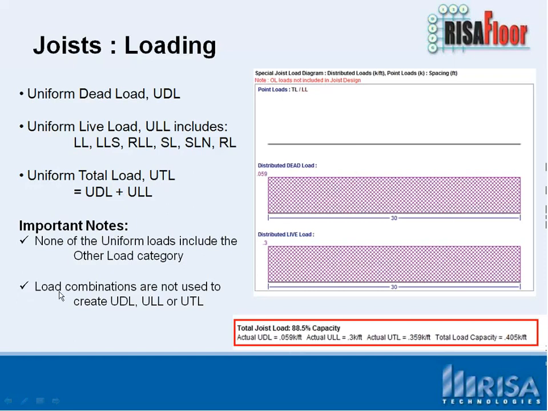Also, it's important to note that the load combinations are not used in creating these uniform dead loads, uniform live loads, and uniform total loads. So your load combination isn't really going to make a difference. So if you are trying to factor things with those combinations, you should actually directly put the loads onto the joist there inside of the dead load and the live load area loads. So you actually get those out there.